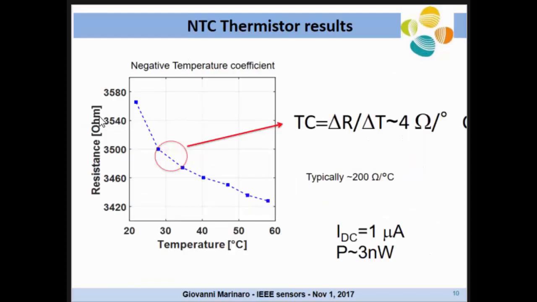And here is the result as a thermistor. You can see in this area here that the temperature coefficient is roughly 4 ohms per degree Celsius. Typically, commercially, we have this value here, but for our purposes, it's still okay. And also here, the parameters about current and power are still very good.